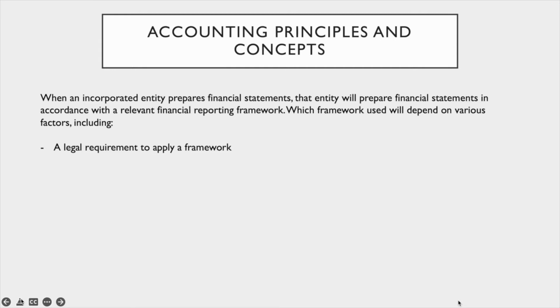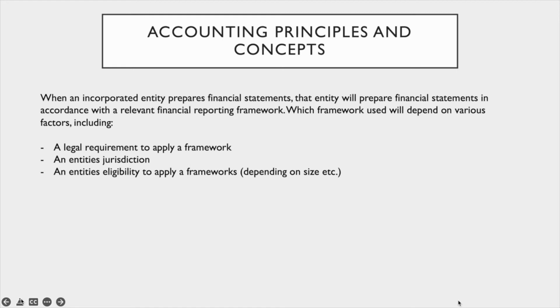Depending on the type or nature of the company, a company may be legally required to apply a certain type of financial reporting framework. A second factor is an entity's jurisdiction. An entity's jurisdiction would also determine which type of financial reporting framework is used. For example, a certain type of UK company may have to apply UK generally accepted accounting principles, whereas a US company might then apply another type of financial reporting framework called US generally accepted accounting principles.